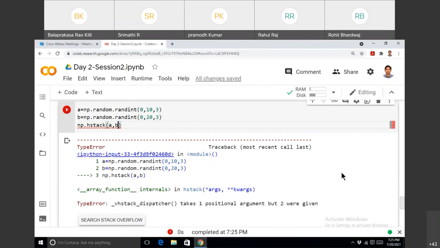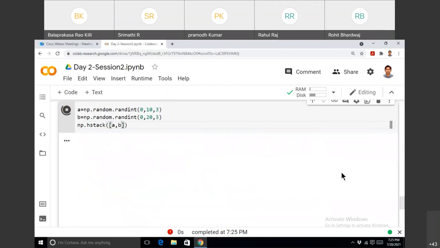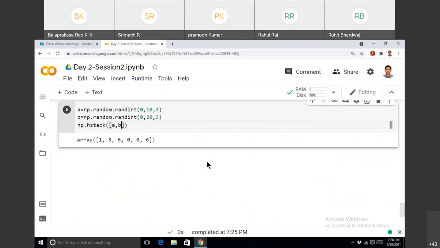np.concatenate also it should work. Yeah, okay. I think I'm passing it differently. I think I have to pass this like this, a comma b. Yeah, this way. You see, I am concatenating. These are the elements inside a. First three are the elements inside a, and then these three are the elements inside b, and then I am adding. Okay, hstack means horizontally. So row wise, these three elements, then these three elements will be added in the same row.